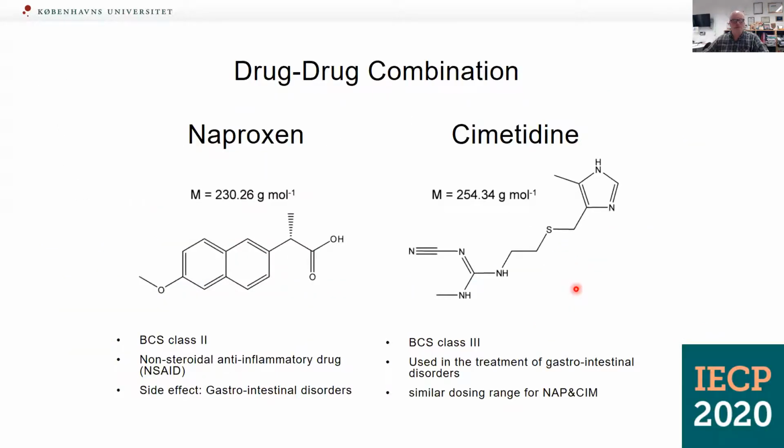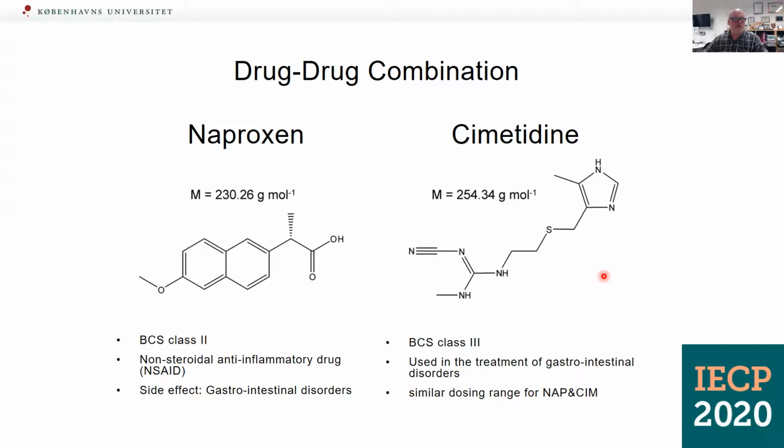So if we start with a very old example, then we can look at drug-drug combinations. Here we have the drug naproxen and the drug cimetidine. The drug naproxen is a class 2 drug. Cimetidine actually is a class 3 drug. So both of these drugs can be converted, or can be attempted to be converted, into an amorphous form on their own.